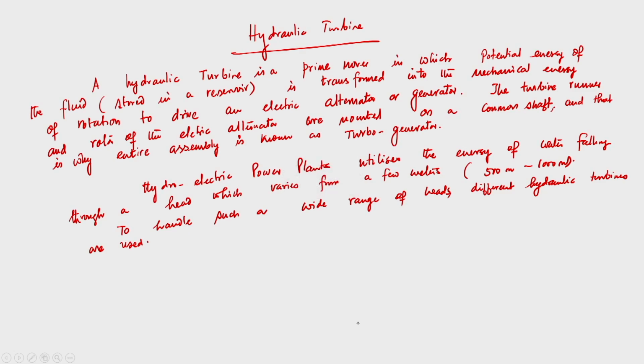we won't get sufficient potential energy, and if we do not have sufficient potential energy, we won't get sufficient mechanical energy of rotation. That is, the electricity that will be generated will be very less. So, we need to utilize sufficient head, and to handle such a wide range of heads, we use different types of hydraulic turbines.